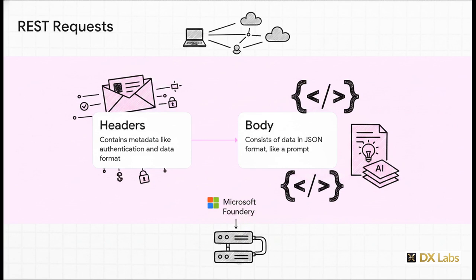The headers act kind of like the envelope of a letter. They contain the metadata, stuff like your authentication keys and information about the data format. The body, well, that's the actual letter inside the envelope. It contains your actual data, and it's formatted in something called JSON.